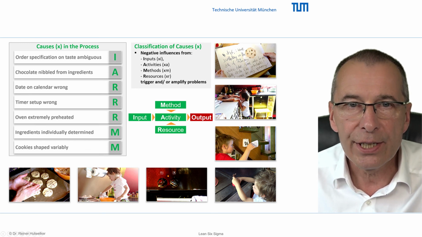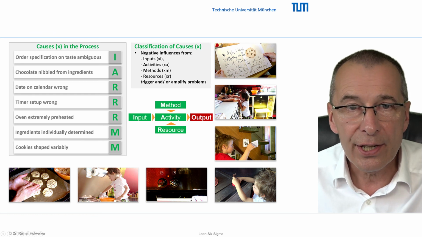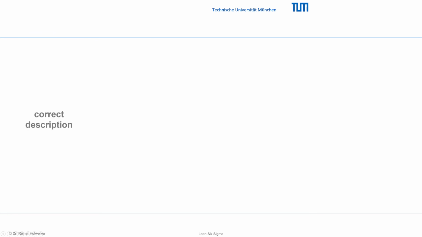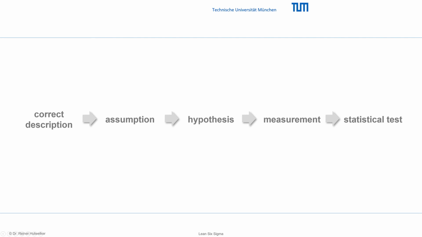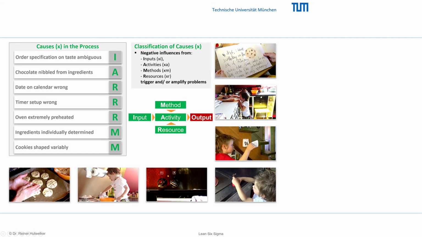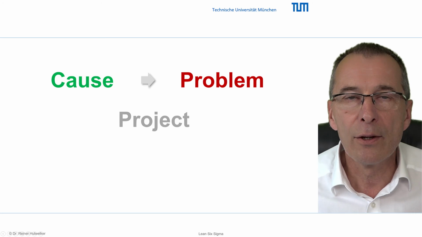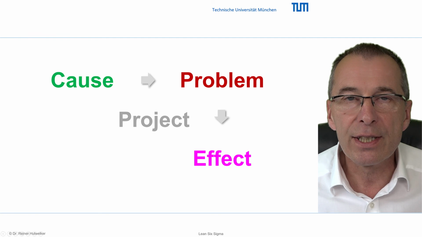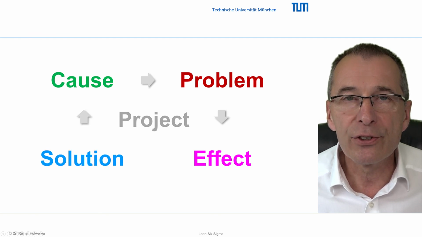The root causes of identified triggers can of course lie outside the focused process. The correct description of the triggers is the prerequisite for assumptions, hypotheses, measurements, and statistical tests. Wrong classifications of influences to inputs, activities, resources, and methods are, however, irrelevant for the success of a project. But these process components provide search fields for negative influences in the workplace. For a complete problem-solving cycle, two more components are necessary: effects and solutions. Maybe you have already some ideas.